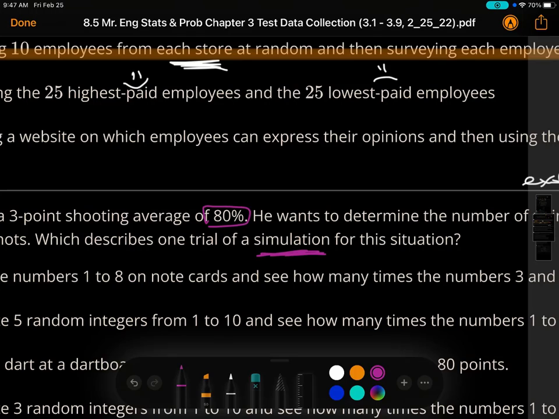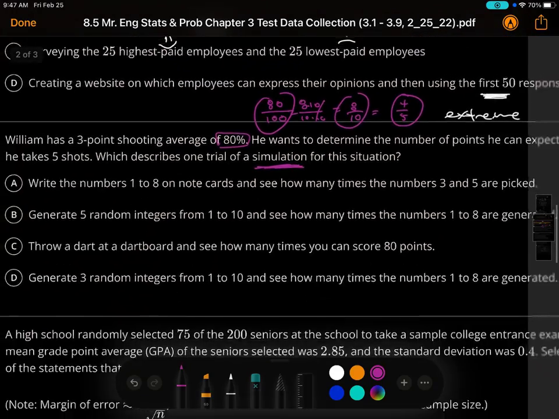80% is 80 over 100, or you can reduce that to 8 out of 10. Does that make sense? So basically this is something we want, or 4 out of 5. You just divide them by 2 there. And so I kind of want a number that represents something like this, okay?